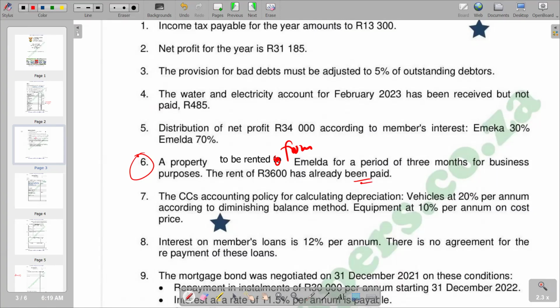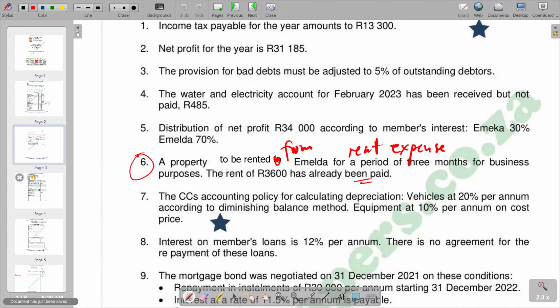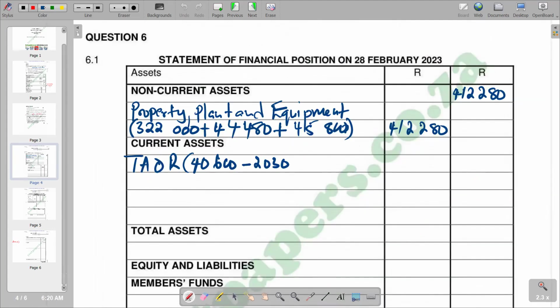So remember, this is a rent expense, and we have already paid 3,600. So it means this becomes a prepayment of an expense that we have made. And remember, prepayment of expense, we classified it as part of trade and other receivables. So we are supposed to add the 3,600 to the figure that we have here for trade and other receivables.